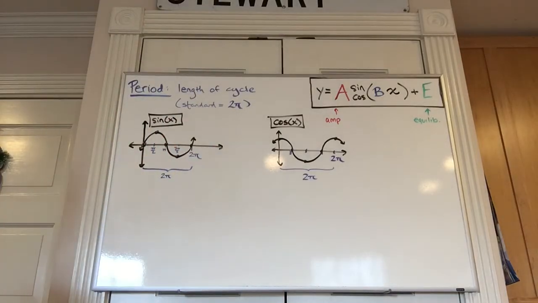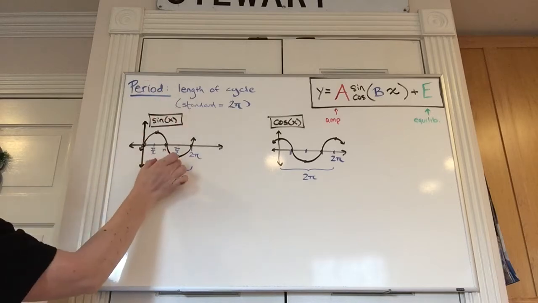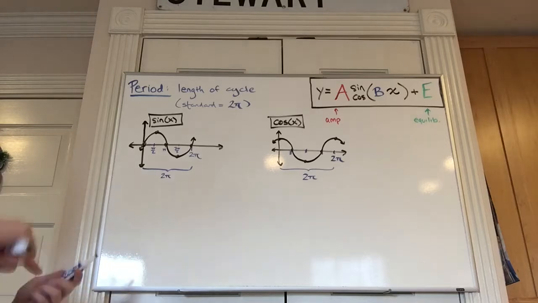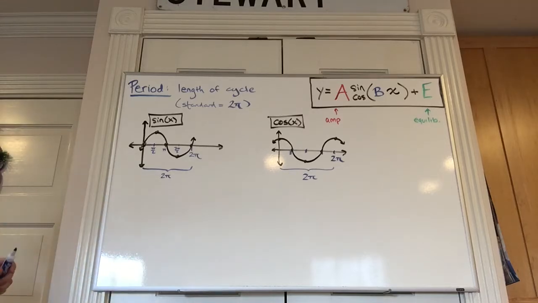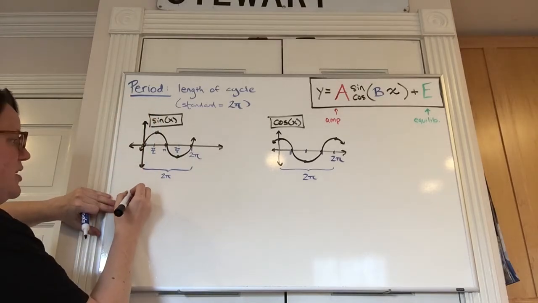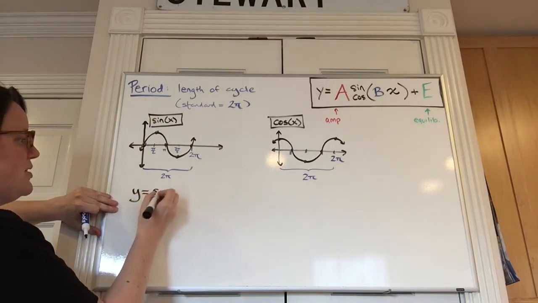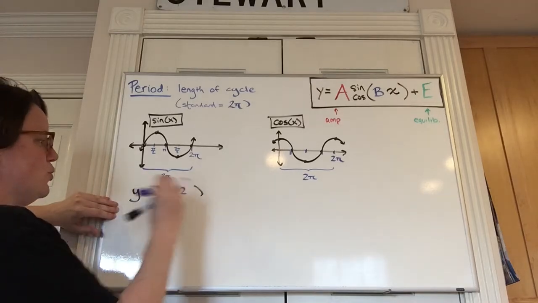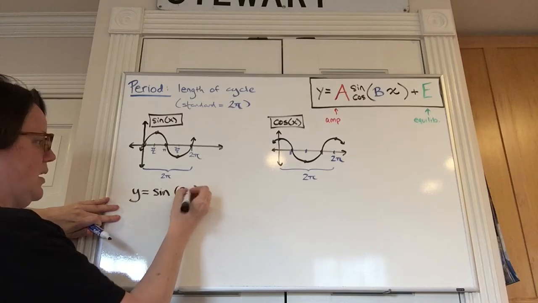Because period has to do with a horizontal property of the graph, it has to do with x, so to change the period of a graph, you actually have to make a change inside the function. So if I wanted to change the period of a sine wave, I can make a change inside the function. For instance, I could ask us to graph y is equal to the sine of 2 times x.